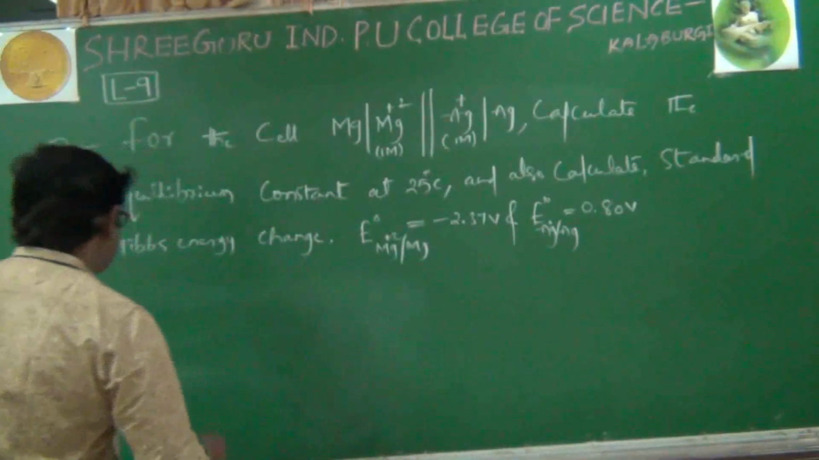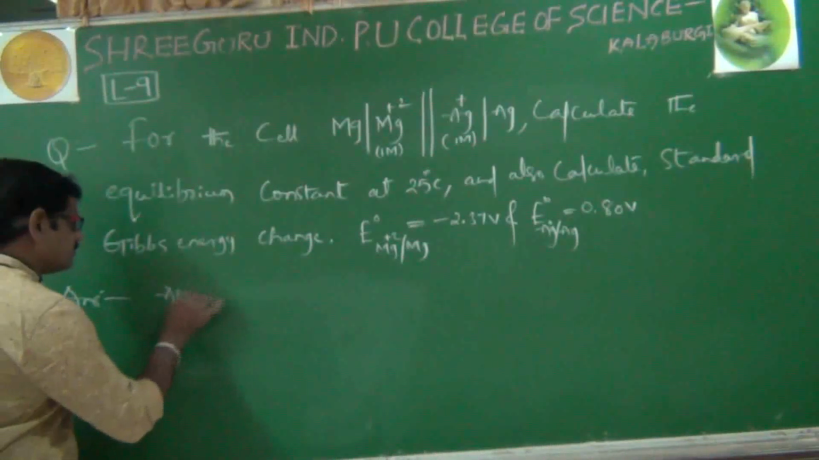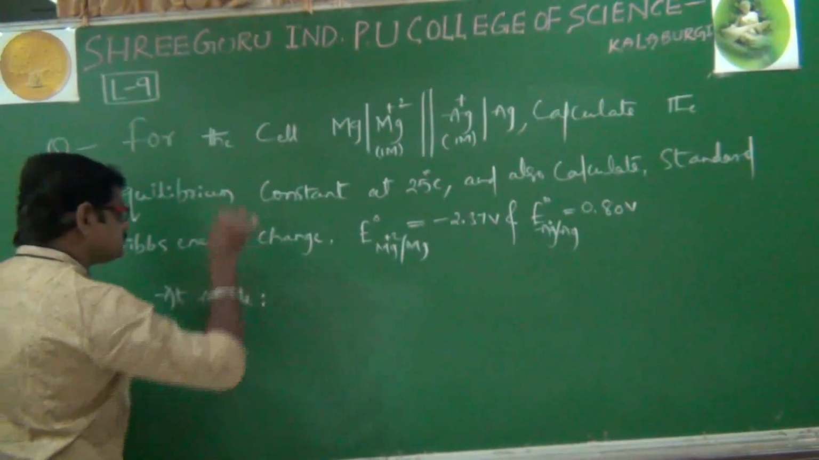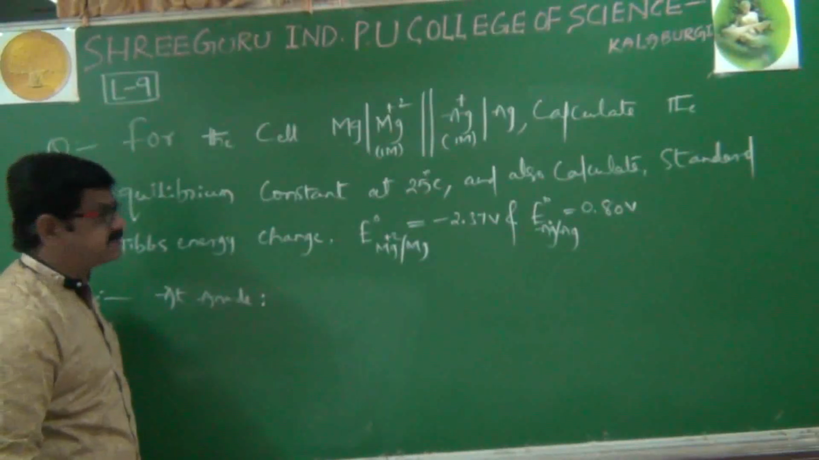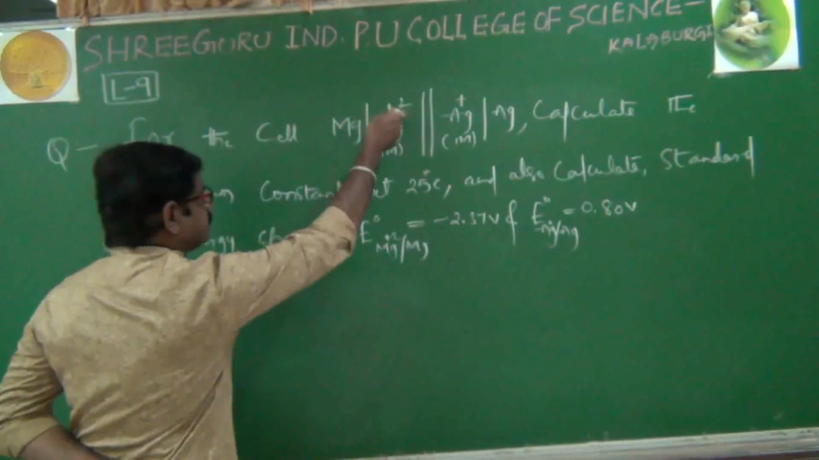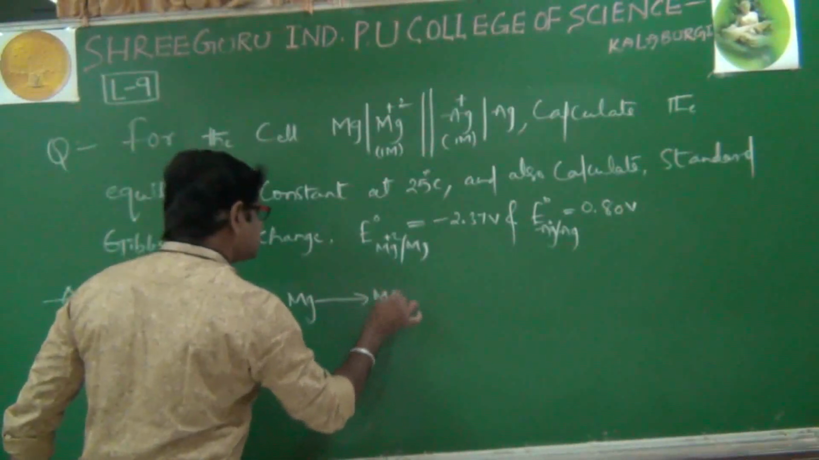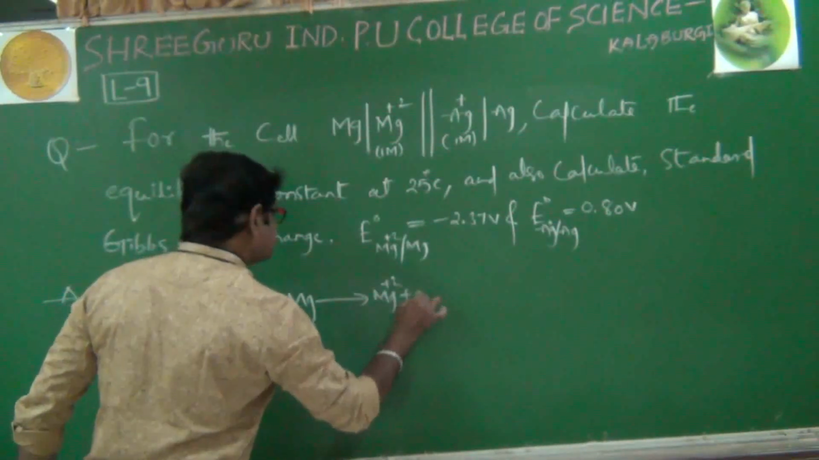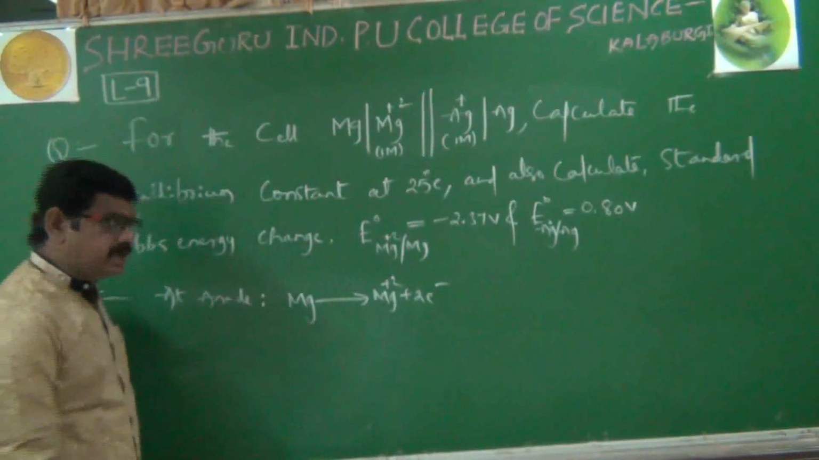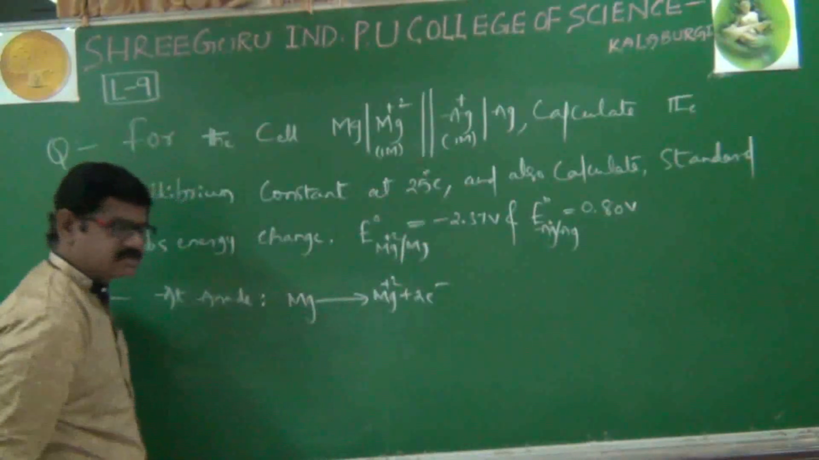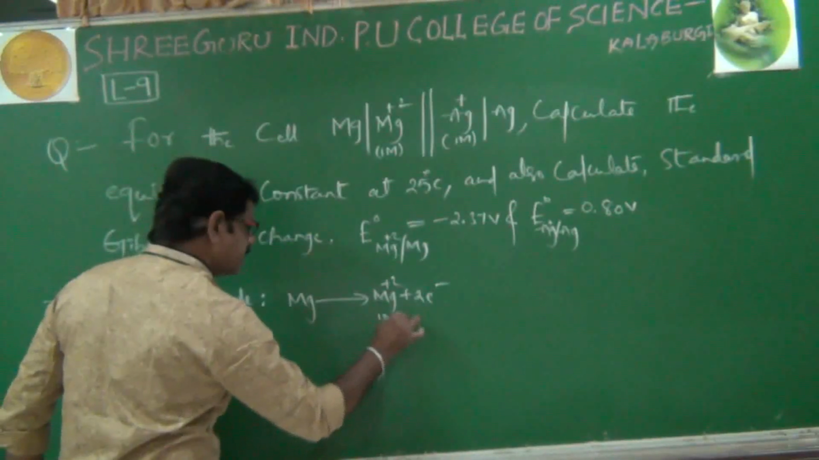How to write the net cell reaction? Already known to you. First, we'll take the anodic reaction. At the anode, oxidation takes place, meaning magnesium, by losing 2 electrons, is converted to Mg plus 2. Here both concentrations are 1 molar each, so of course it is 1 molar.